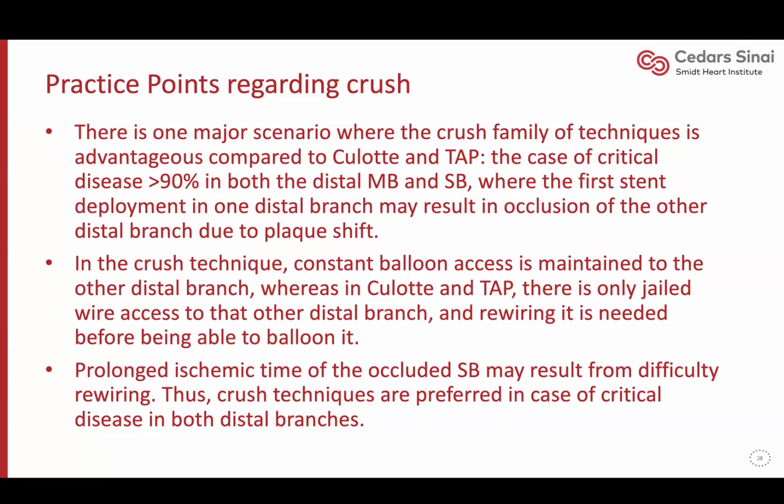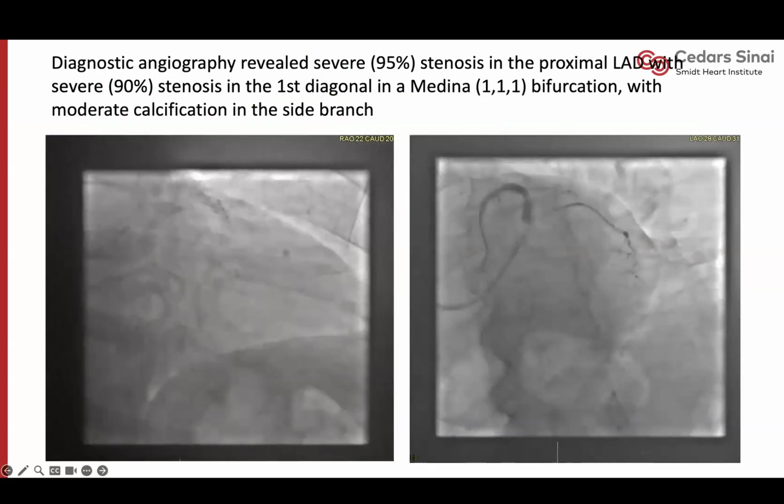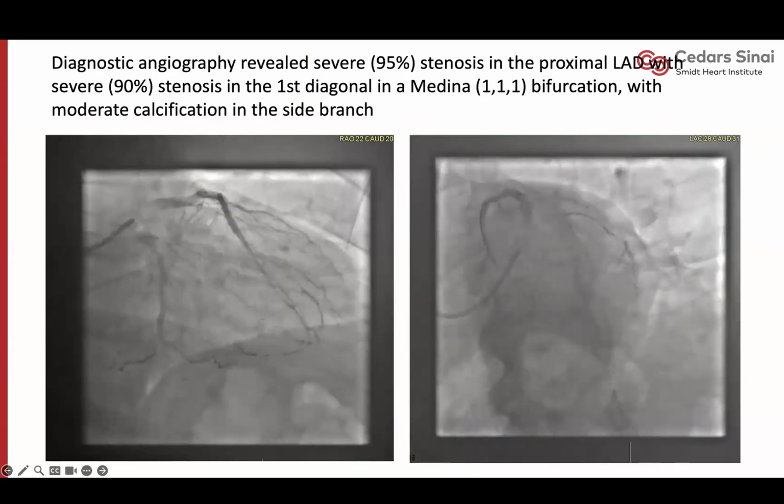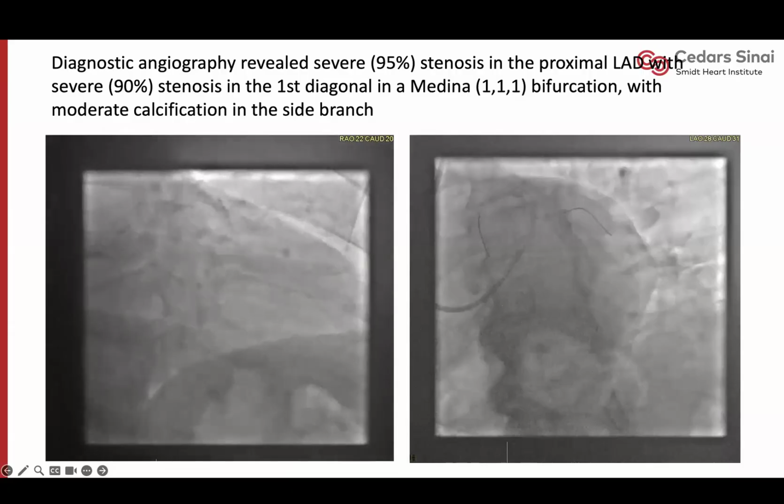Prolonged ischemic time of the occluded side branch may result from difficulty rewiring. Thus, crush techniques are preferred in the case of critical disease in both distal branches. I want to show you an example of the crush technique being performed in real life.